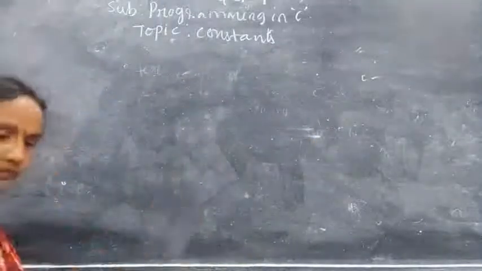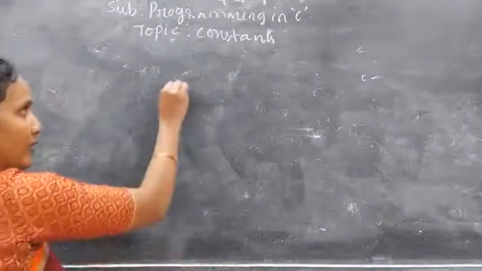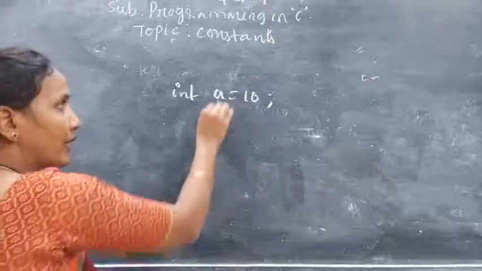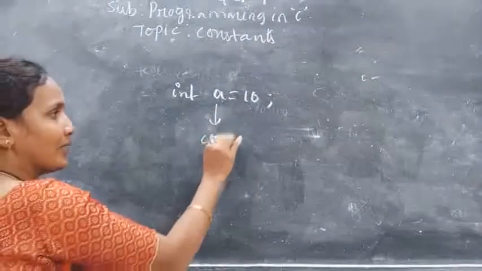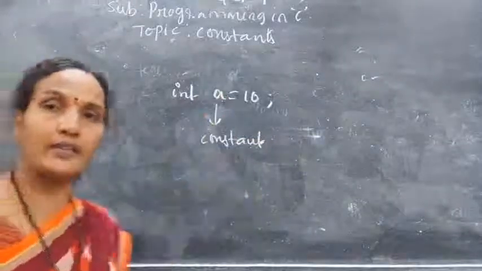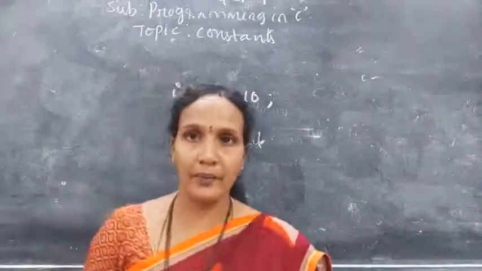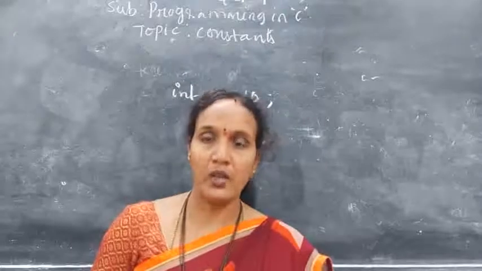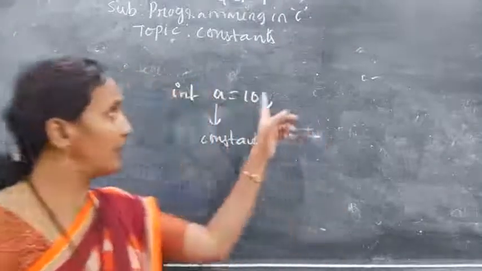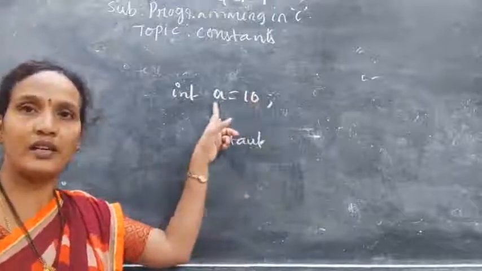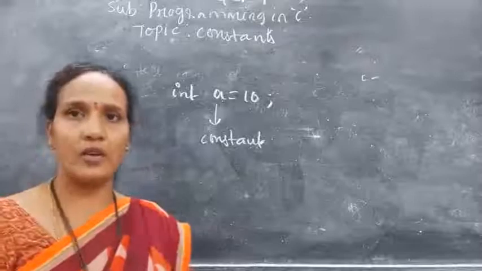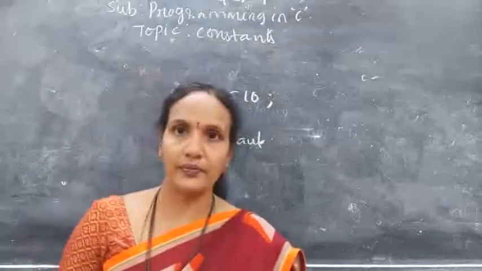Example: int a equals 10. Here a is a constant. Why is a a constant? Because it is holding a fixed value. It is a variable, but at the same time it is holding a fixed value. So that is why it is called an integer constant. What type of value is it holding? Integer. So that is why this variable is called an integer constant.